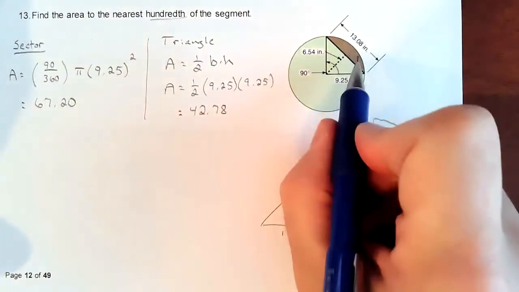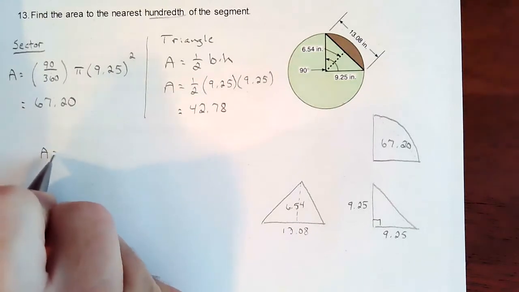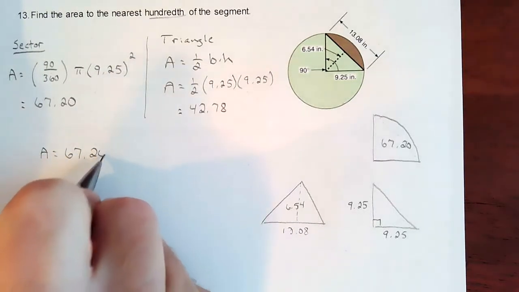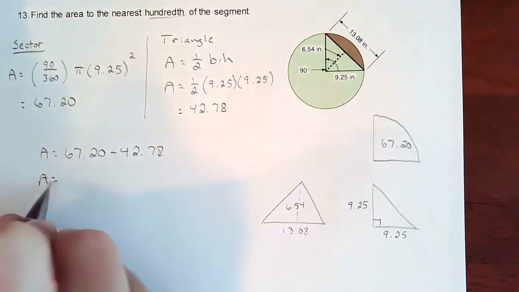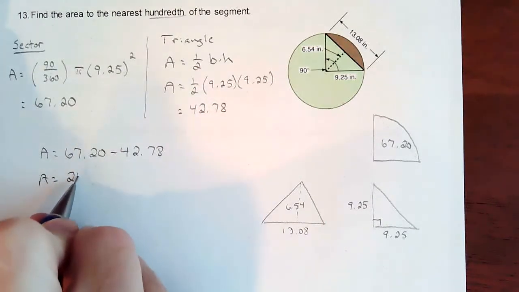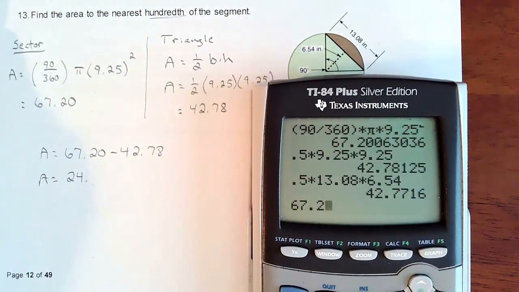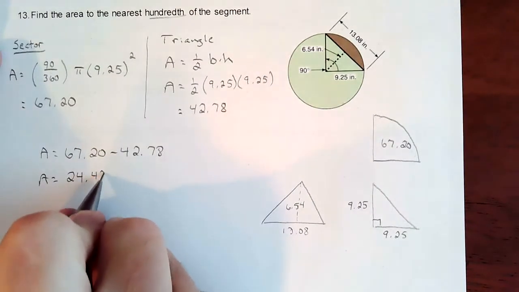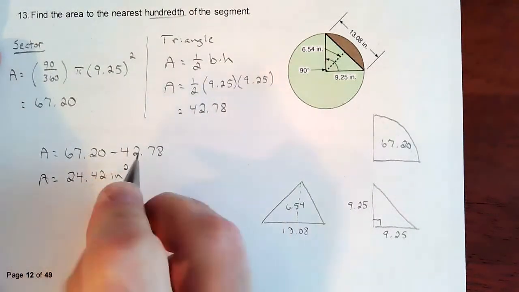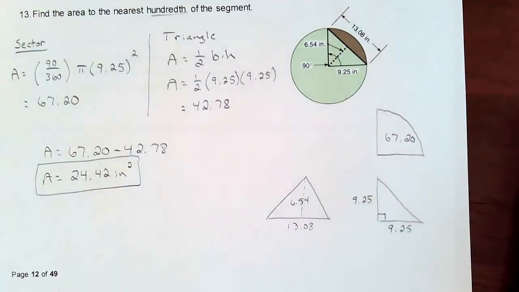But to find the area of the sliver, we're going to subtract the two. So that area is going to be 67.2 minus 42.78, which turns out to be 24 point something. 67.20 minus 42.78 is 24.42. All right, and then since it's an area measurement, we're going to finish it off by labeling it with inches squared. All right, so that was finding the area of a sector.